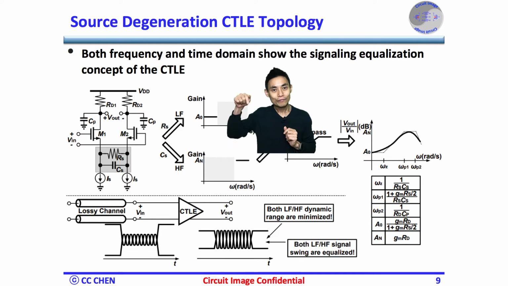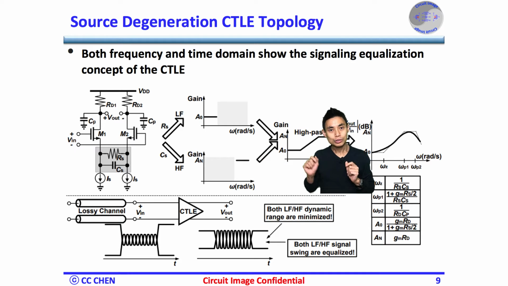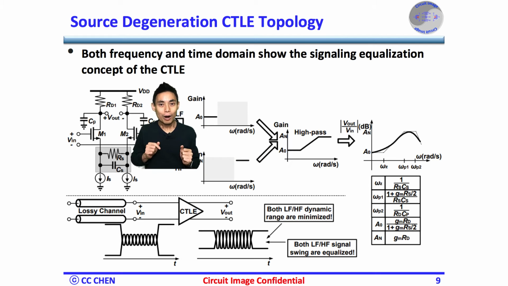At DC or very low frequency, the CS is open, and the parallel RC network is dominated by the RS, so the DC gain drops. On the other hand, at a higher frequency, the RS impedance is much larger than the 1 over omega CS, so the parallel RC network is dominated by the CS, and the gain is higher to achieve the high pass characteristic. Of course, due to the output pole determined by the RD and CP, the bandwidth is dominated by the RC time constant.